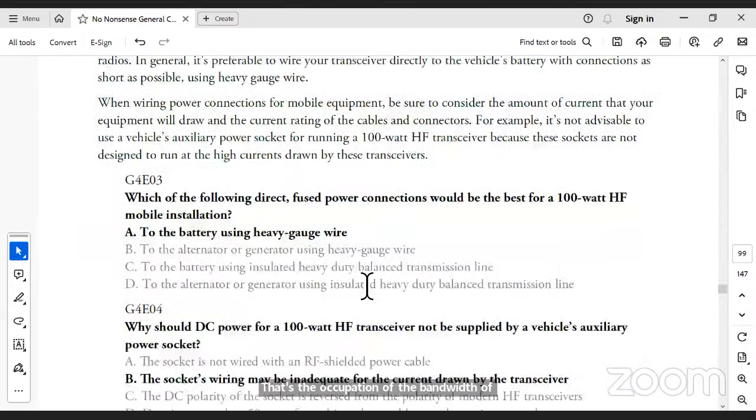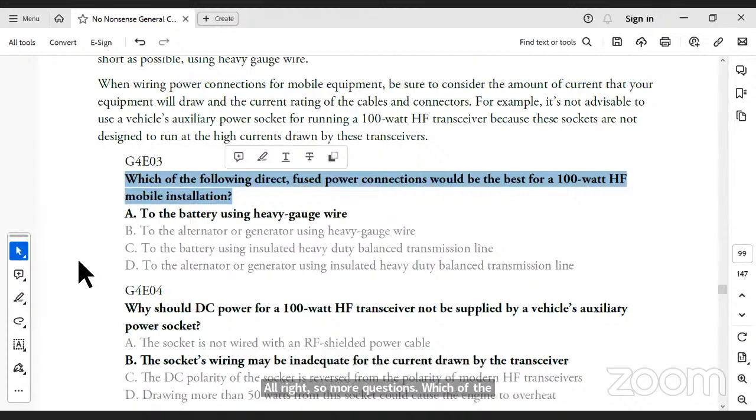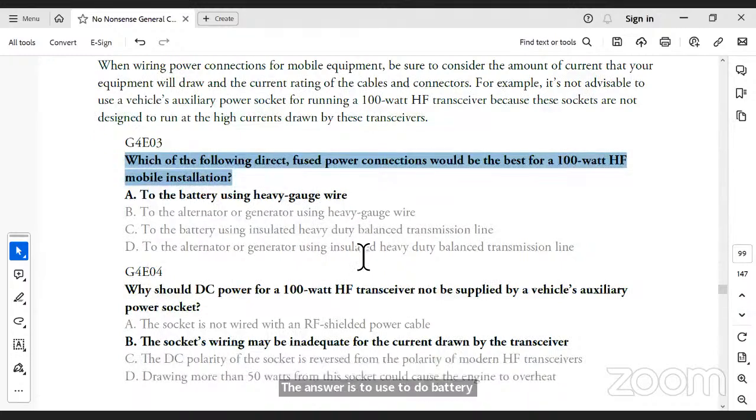All right, some more questions. Which of the following direct fuse power connections would be the best for a 100 watt HF mobile installation? What are they asking us? We are installing a 100 watt HF radio into our vehicle. What's the best way to get power? The answer is to use the battery, using a heavy gauge wire.